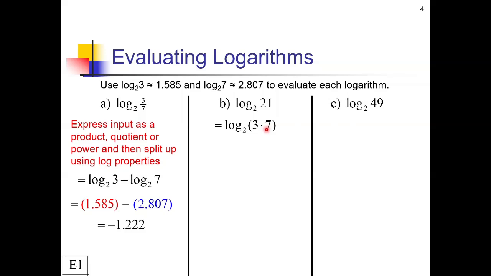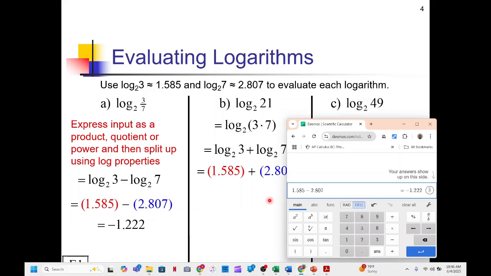And since it's a product, we can now use our property of logs where we have a product, where we add the two logs together. So log base 2 of 3 plus log base 2 of 7. This is kind of like the first problem we did, only now we're adding these two numbers together. So let me just go back to Desmos, and this is super easy. I can just change my minus to a plus here, and now I've got 4.392.